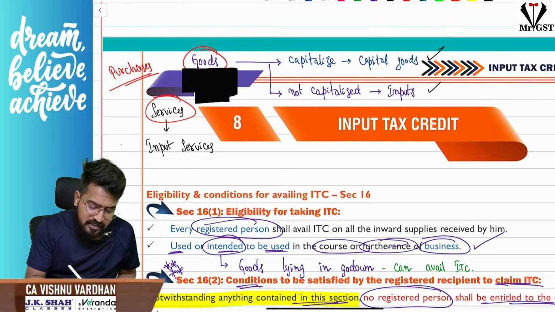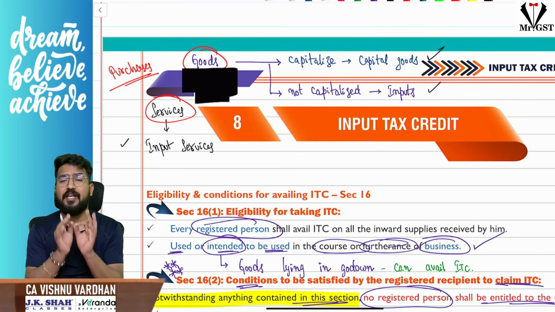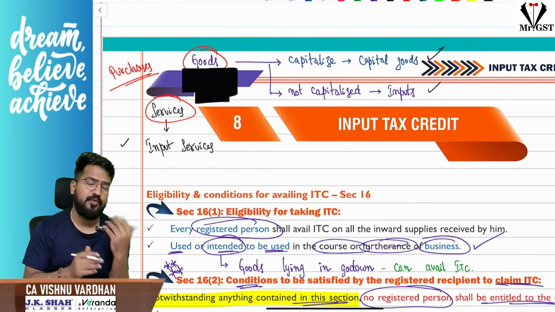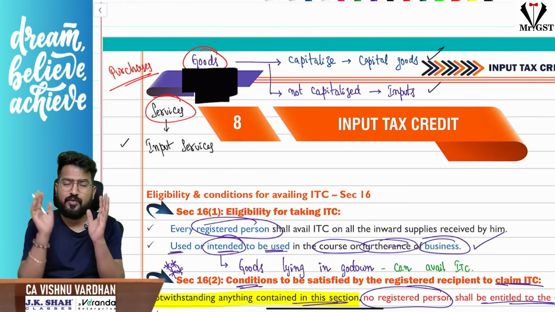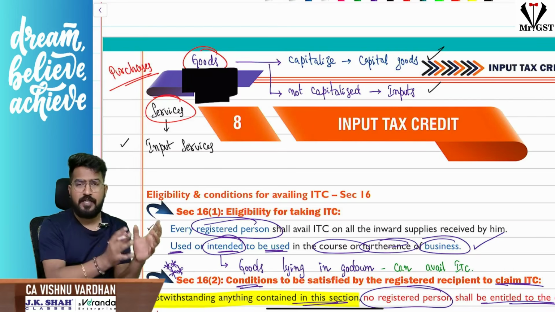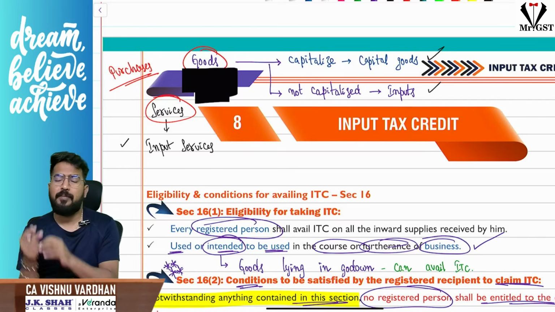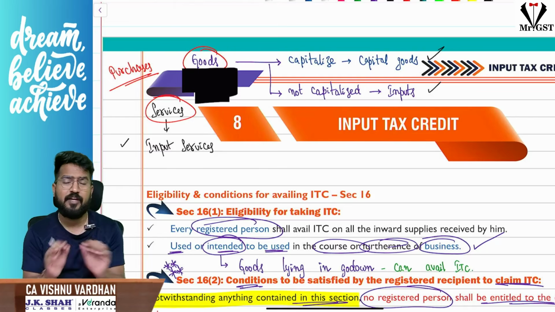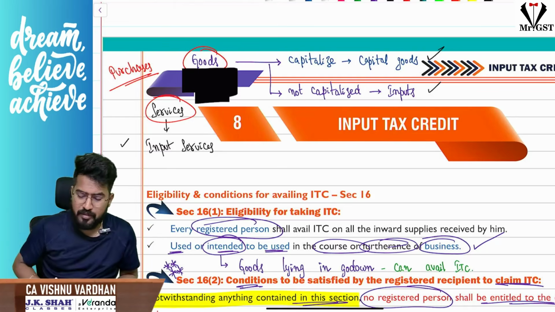But sir, for services, there is no such differentiation. We call it input service. Whether you capitalize or don't capitalize, it doesn't matter. Okay. Goods, capitalized, capital goods, not capitalized, inputs. Services, straight away input services. Hope you are thorough with that, right?